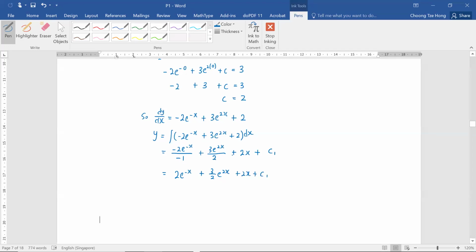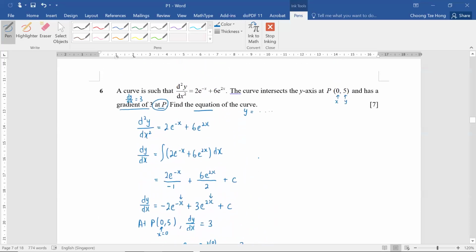Now that we know the expression, we need to find C1. Right, and do we have enough information to find C1? Yes, indeed we have. In fact it's given at the start of this question. The curve intersects the y-axis at P(0, 5). That means the curve passes through P(0, 5). That means for this particular curve, when x is 0, y is equal to 5. And this information will allow us to find C1.